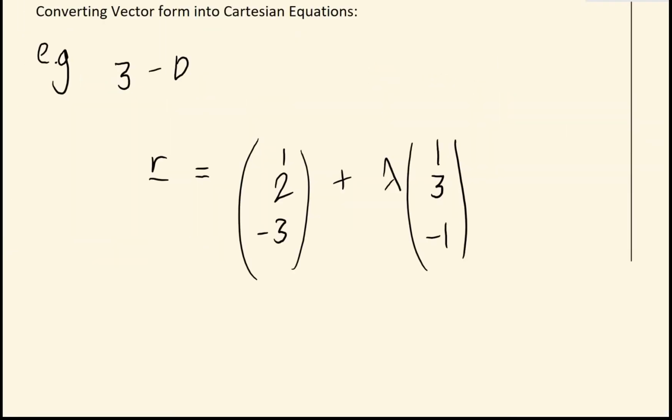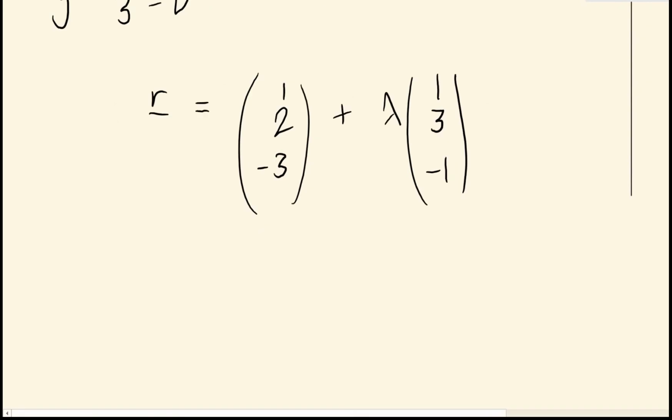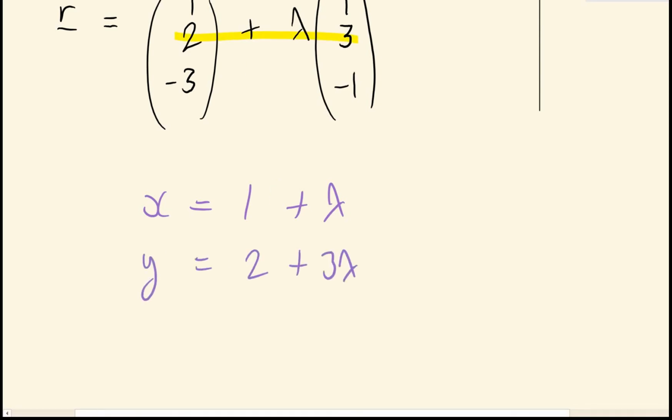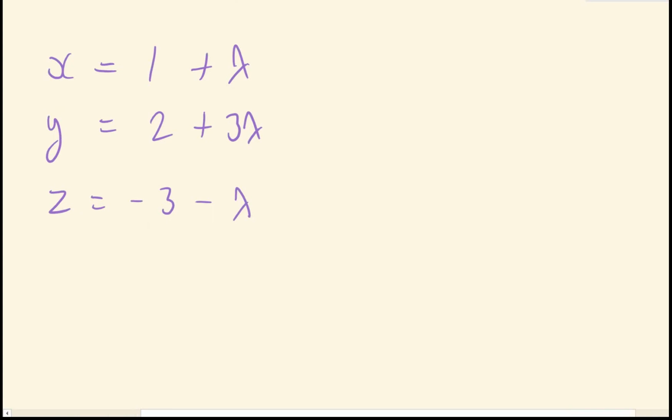I'll do the same example in 3D and it's the exact same idea. You need to separate x's, y's and z's. So x is 1 plus lambda, y is going to be 2 plus 3 lambda because it is that middle row there, and z is going to be minus 3 minus lambda. Then for each equation I'm going to rewrite it to get lambda equals, and then I'm going to say all those three things are equal to one another. For here, make sure you're okay with rearranging equations.